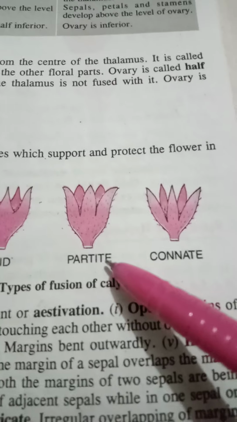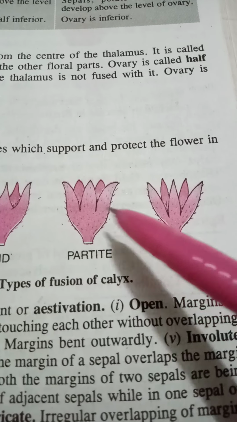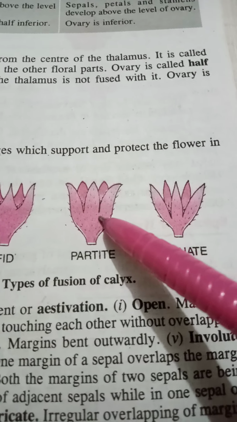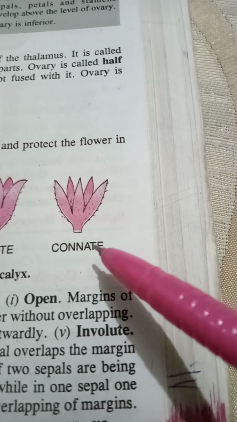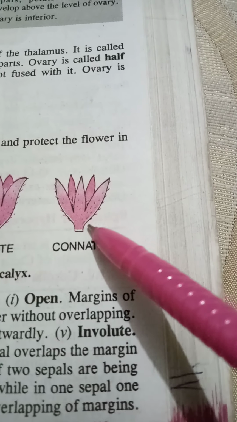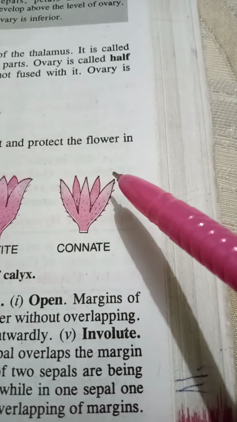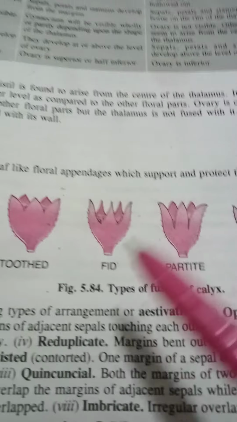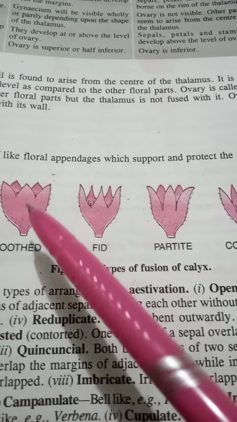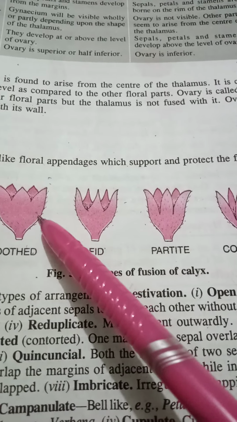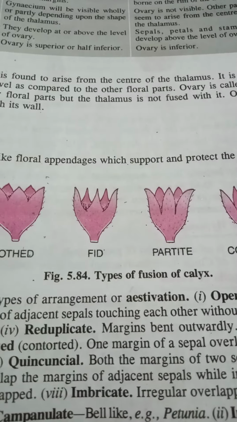Then next is the partite type. Here the fusion is less than half. And the last one is the connate type. Here the fusion occurs only at the base, remaining all are free. So these are the four different types of calyx according to how they are joined or till how much position they are joined.